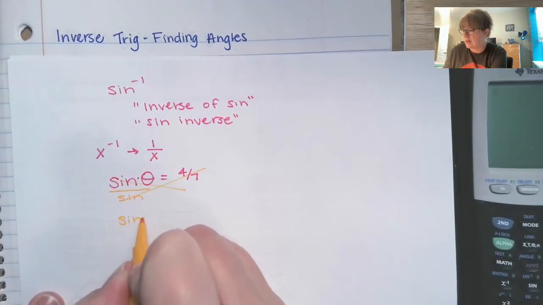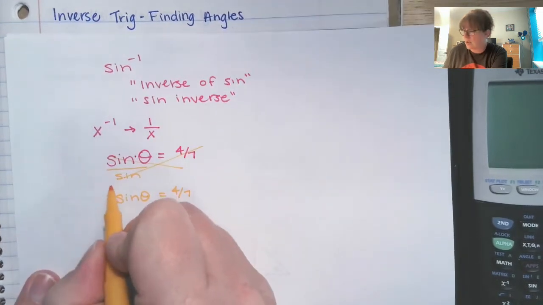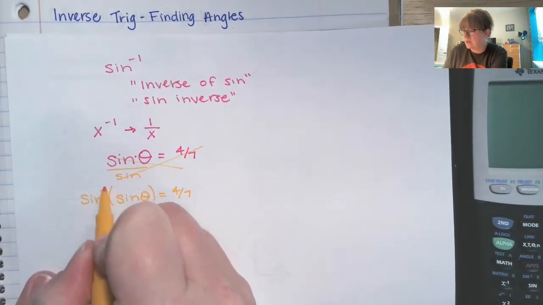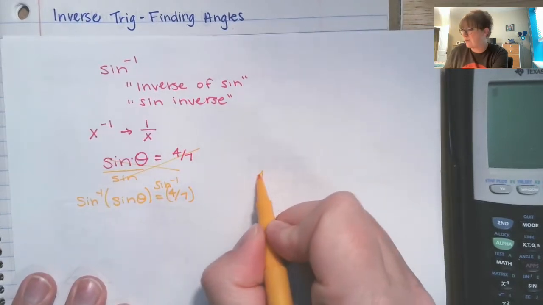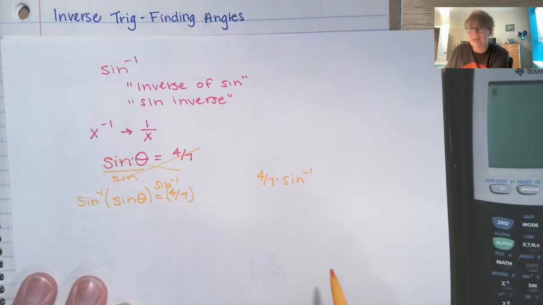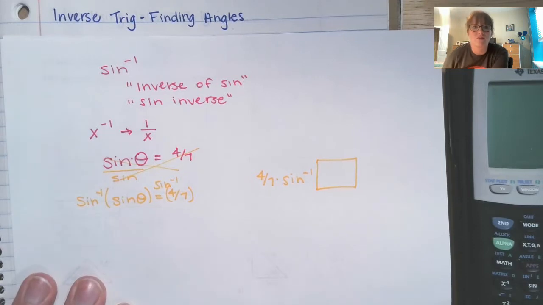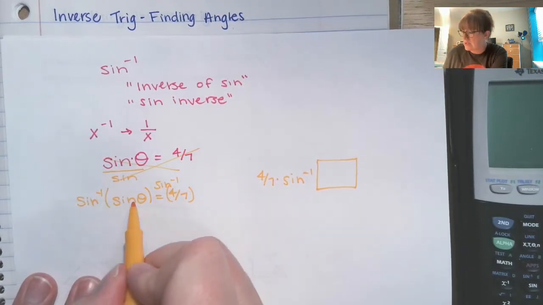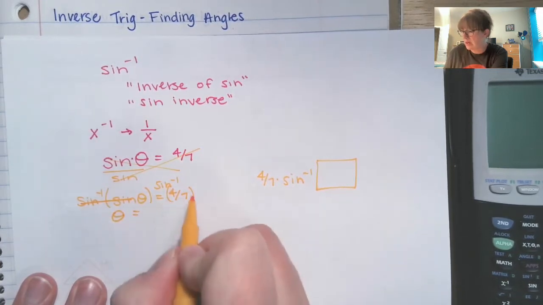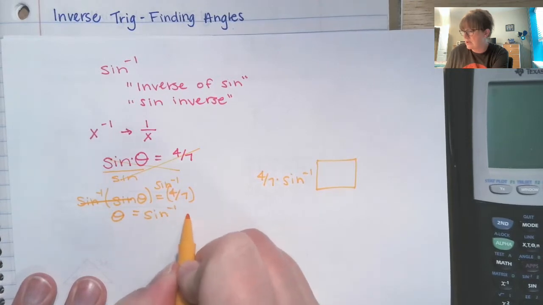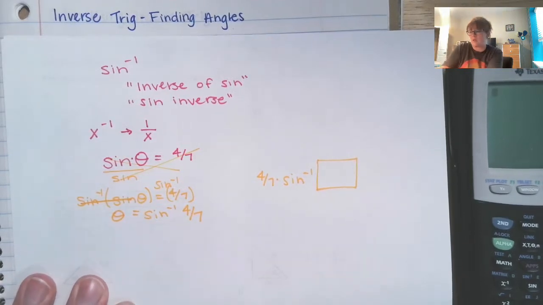So we're going to go sine theta equals 4/7, and then we're going to multiply both sides by sine inverse. Sine inverse does go in front, because if we were to write 4/7 times sine inverse, that means nothing because there has to be something to the right of our trig function, okay? So sine inverse times sine goes away, so we're left with just theta. And then we would just put in our calculator sine inverse of 4/7, and we would get our theta value out. Okay, so let's look at a question.